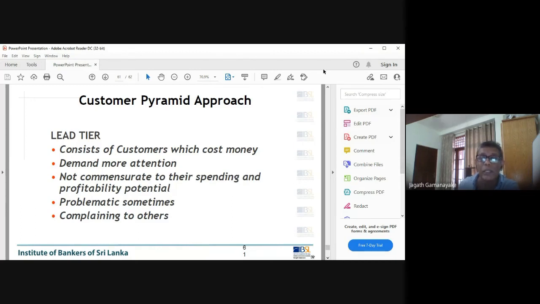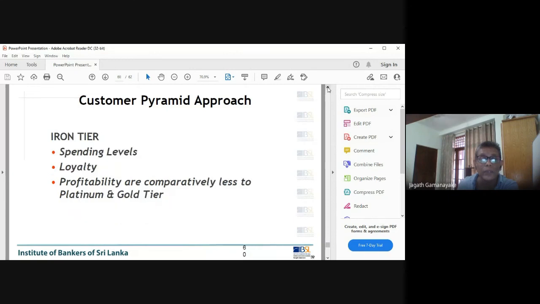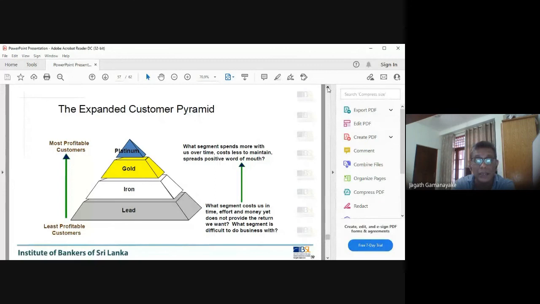So what do you need to do here? Try to identify this in your branch. You can do it for your entire bank, but you can do it for your branch, right? So try to identify your customer base in your branch at least. See who your lead, iron, gold, and platinum customers are. Then you use your customer relationship strategies to convert your lead customers into platinum customers. You can make use of some of the techniques we used to understand which category these customers belong to, and use those strategies or CRM tactics to convert your lead to platinum customers.